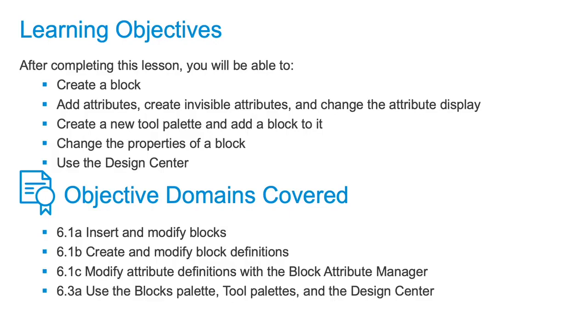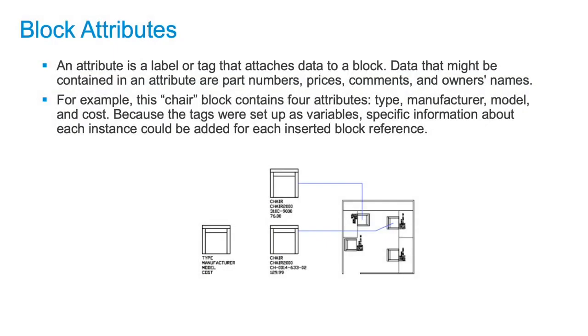Local blocks are available in the active drawing. You can use the Blocks palette to access blocks in other drawings to bring them into your current drawing. You can use block attributes to store information about the objects included in the block. An attribute is a label or tag that attaches data to a block. Attributes can include information such as manufacturer, part number, fire rating, and description.